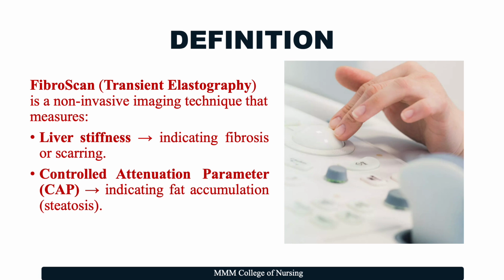Fibroscan, otherwise referred to as transient elastography, is a non-invasive imaging technique that measures liver stiffness, which indicates fibrosis or scarring, and controlled attenuation parameter, CAP, which indicates fat accumulation in the liver, otherwise referred to as steatosis.